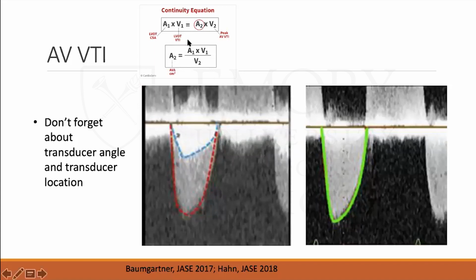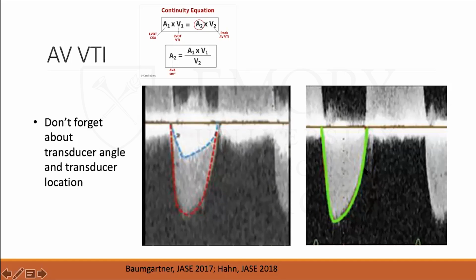So we talked about LVOT area, LVOT VTI, and the third piece of the puzzle is your aortic valve VTI. Same concept, but this time you put CW through that aortic valve. And again, we talked about, don't forget about your transducer angles, and don't forget about your transducer location.